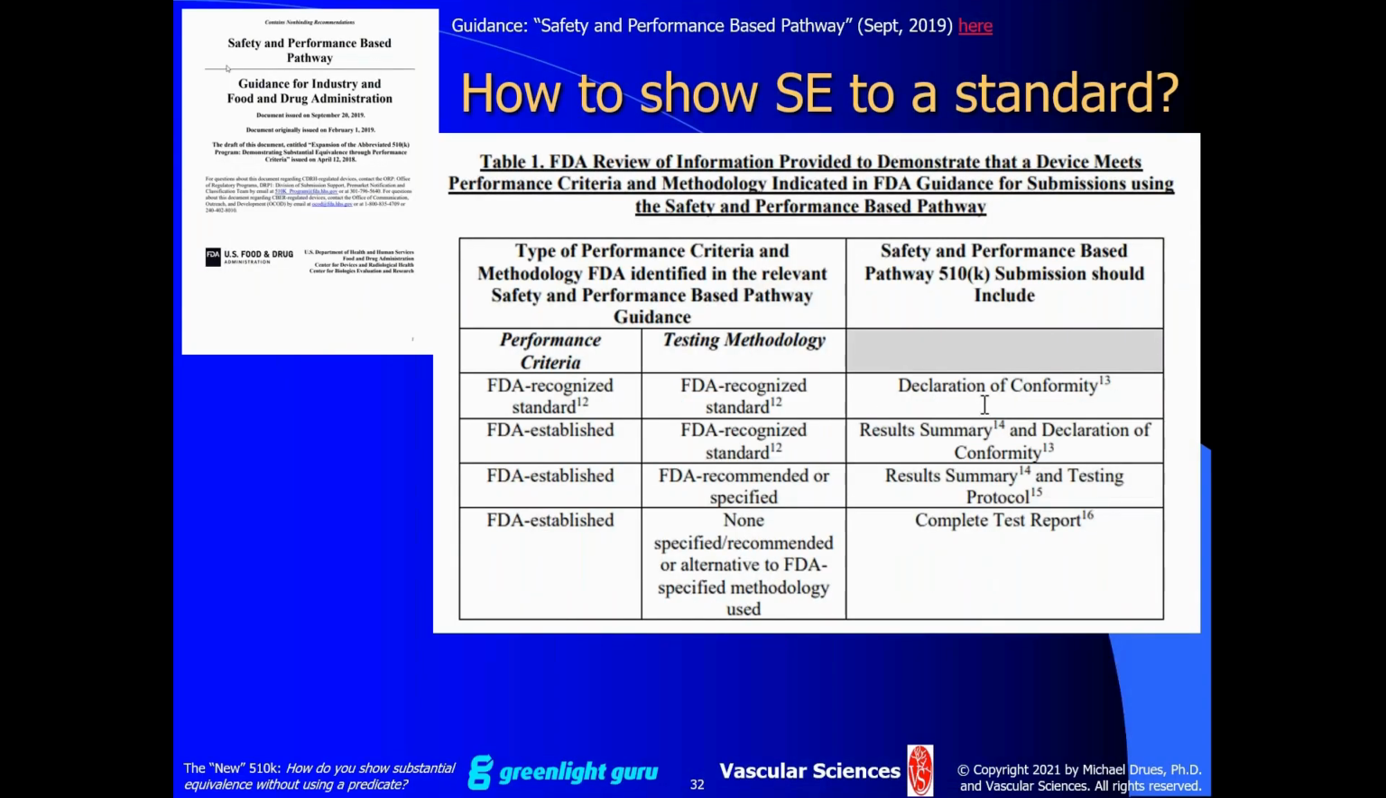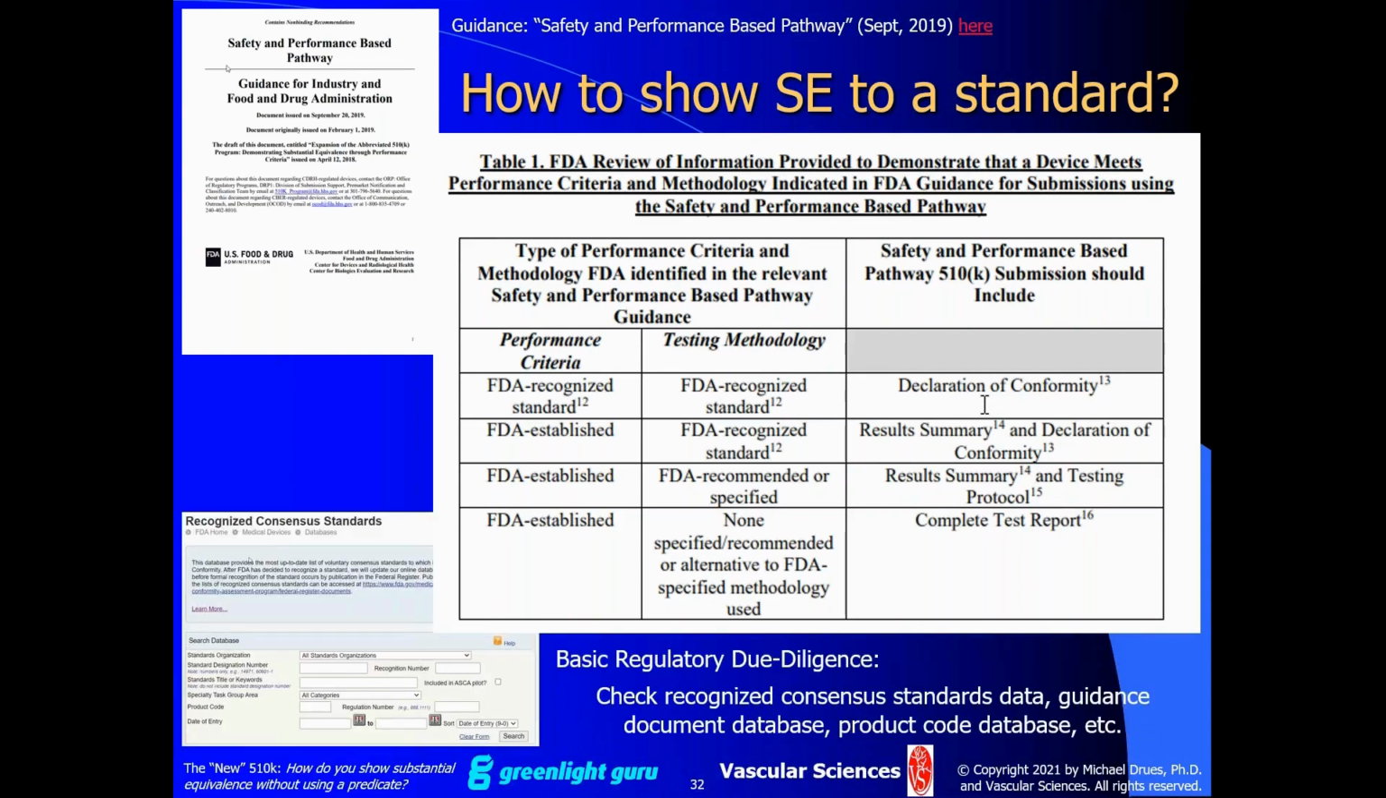In the guidance, let's take a look at just what I thought were a couple of the more interesting aspects of this particular program. How do we show substantial equivalence to a standard? Well, FDA provides this table that explains it their way. Here's my explanation. This, to me, is a no-brainer. This is common sense. This is basic regulatory due diligence. You need to check the various databases, like, for example, the Recognized Consensus Standards database, the Guidance Document database, the Product Code database, because in the Product Code database you'll see, oftentimes, not always, but oftentimes, the special controls or the recognized consensus standards for whatever product code that you're working in.